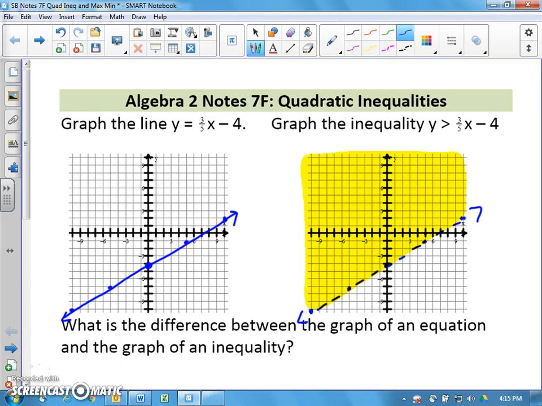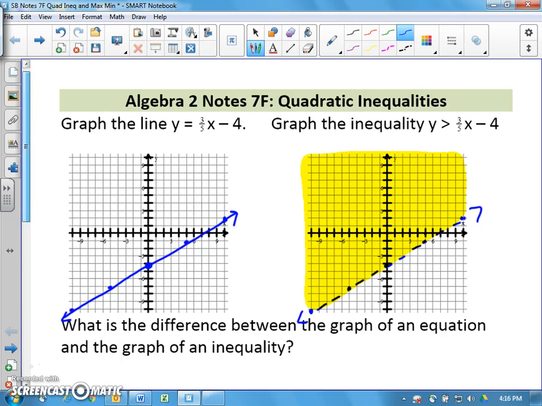Hopefully your graphs look something like this. What you should remember is that when you graph a line, you draw a solid line through the points. Those are the only points that satisfy that equation. With an inequality, after graphing the line, which would be dotted in this case because we do not have the or equal to option, you're going to shade the half of the graph that shows all of the points that would be greater than 3x minus 4.